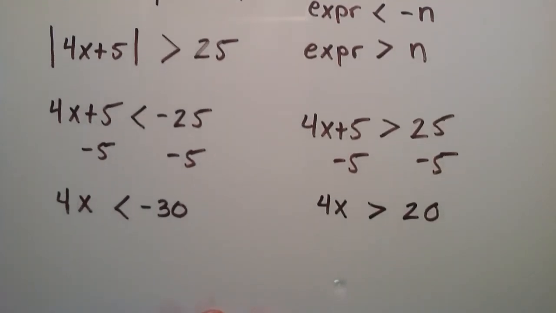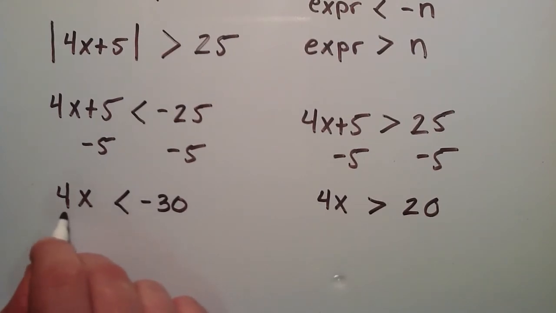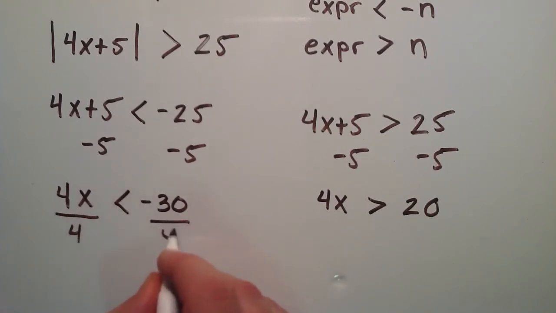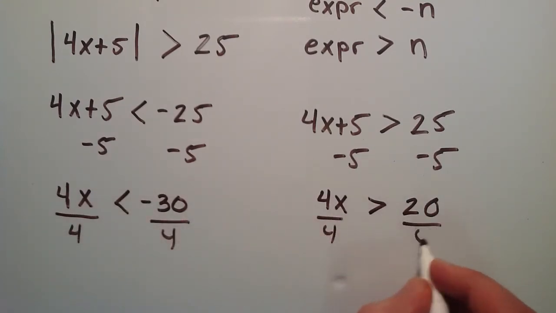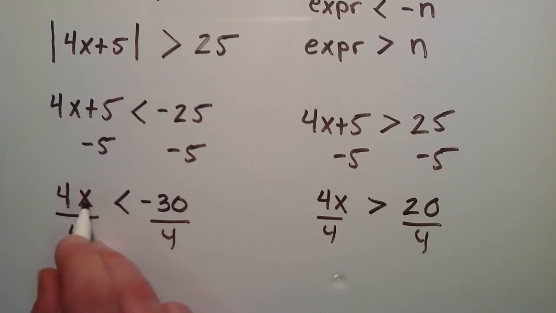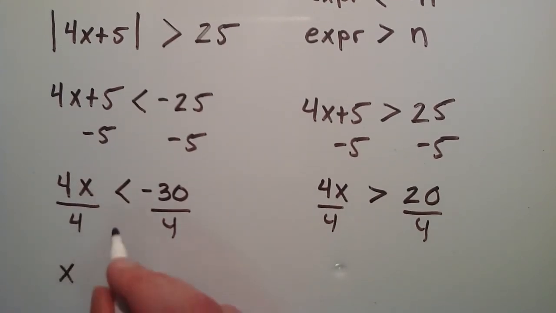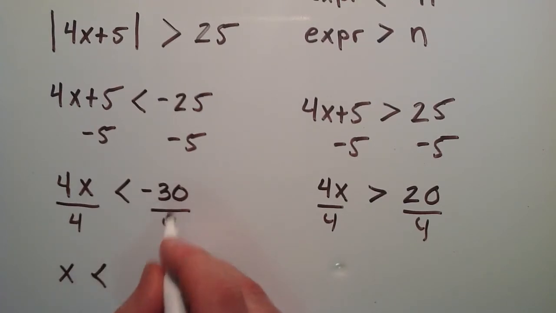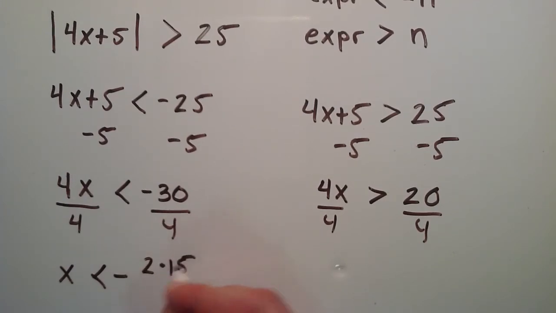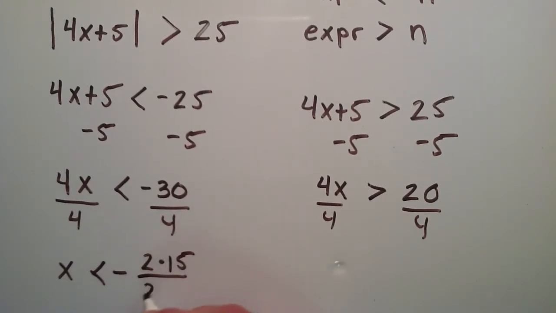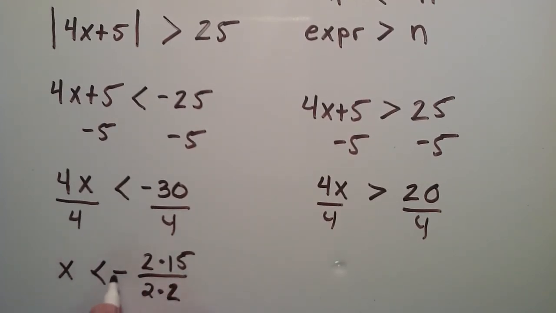The next thing we want to do is get rid of this 4 on both of these. The way we do that is we divide each of these by the number 4. 4 divided by 4 gives us 1. 1 times x simply gives us x. That's less than negative 30 divided by 4. Let's pull this negative out front. That doesn't change anything. Then 30 is the same thing as 2 times 15. 4 we're going to rewrite as 2 times 2, since 2 times 2 equals 4. So now we have x is less than all of this.